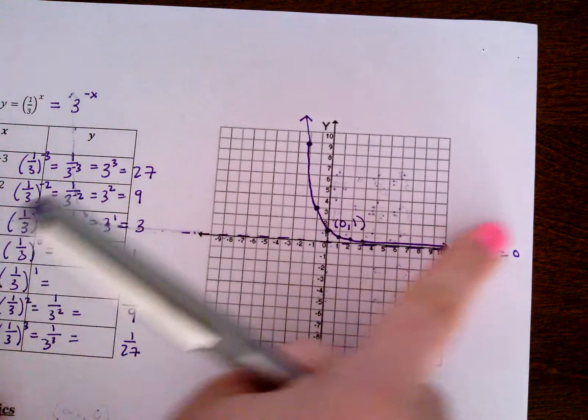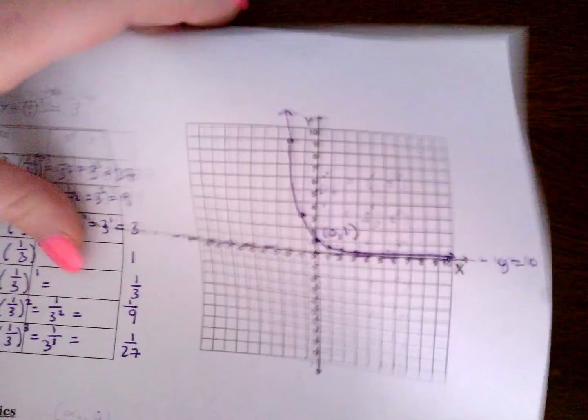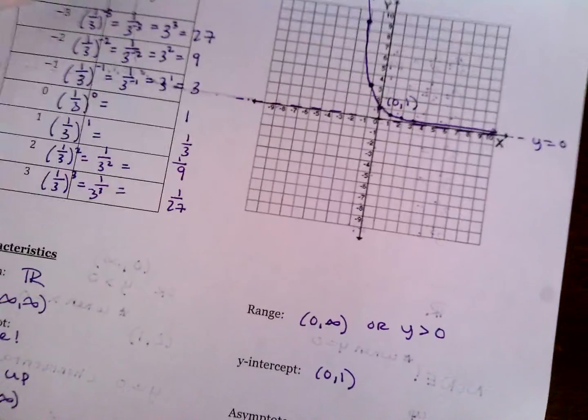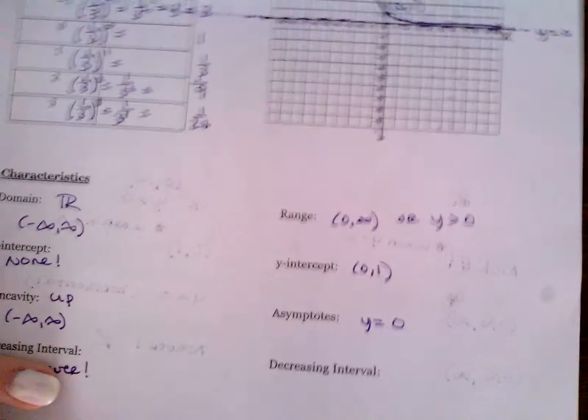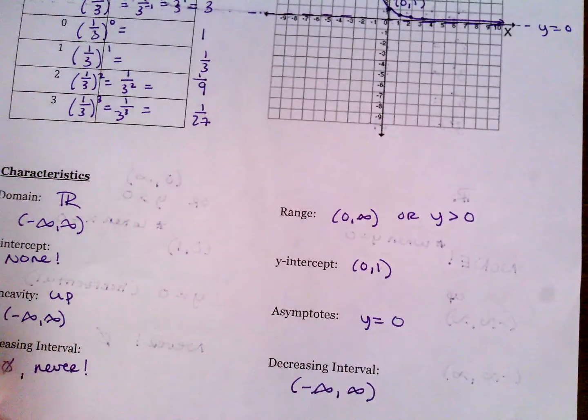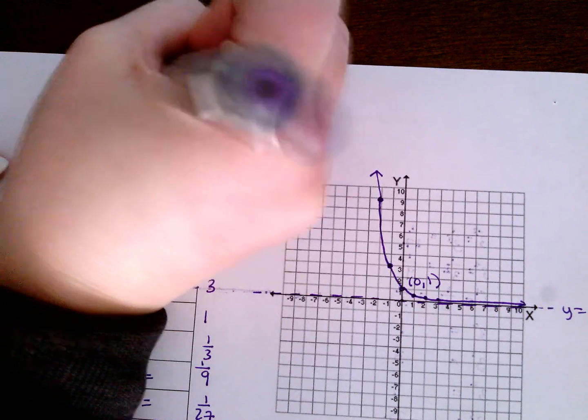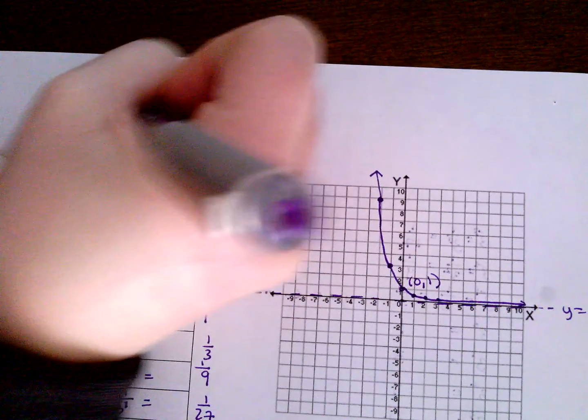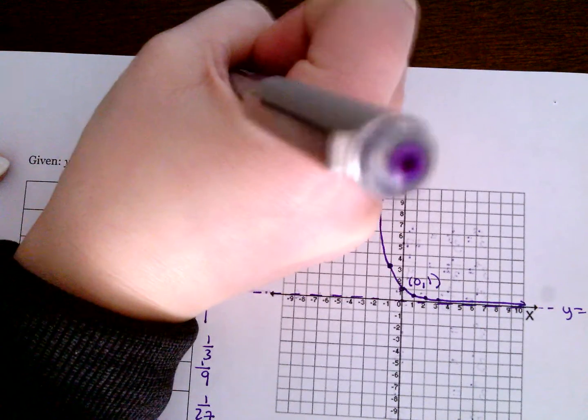So if you think about what just happened, we went from 3 to the power of x, and it looked like this. And then we did something to it, and we had 3 to the power of negative x, and it looked like this. It had almost all the same properties. It just looked different like that. So can I graph them on top of each other?